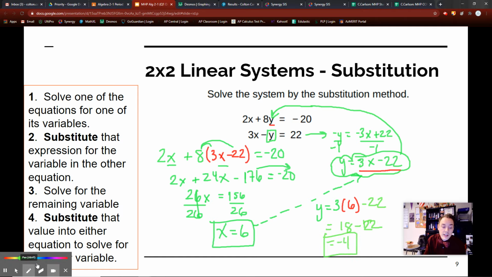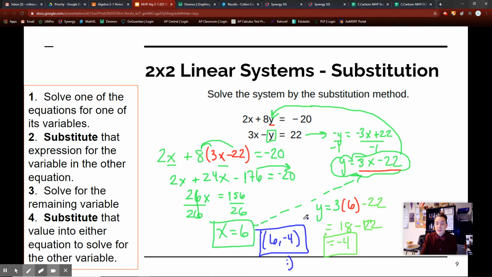So what's my answer? What's the foremost answer? My x value is 6. My y value is negative 4. So in blue, with this smiley face, is your final answer. Okay? So this seems pretty chill, to be honest. Those are the only ones that I'm going to go over with substitution.